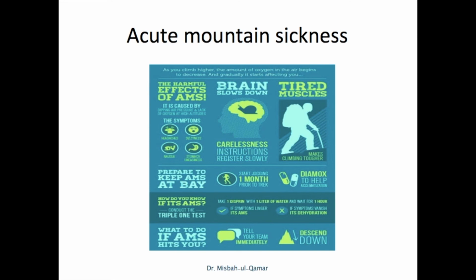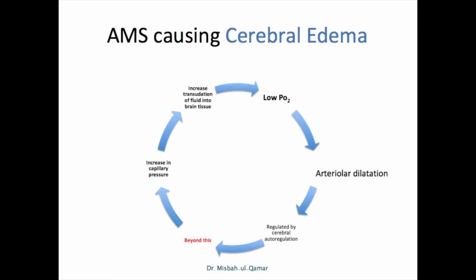Acute mountain sickness occurs when a person from sea level ascends to high altitude within 1 to 2 days for the first time, and it develops within 8 to 24 hours and lasts for 4 to 8 days. Here you can see the vicious circle for the development of cerebral edema during acute mountain sickness.